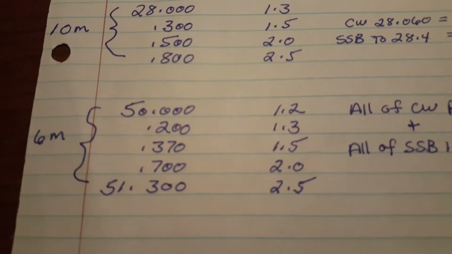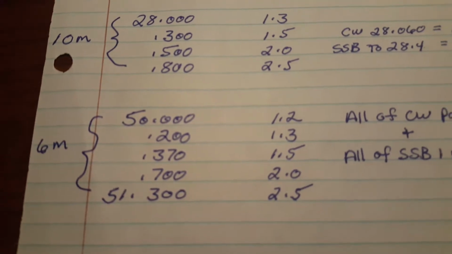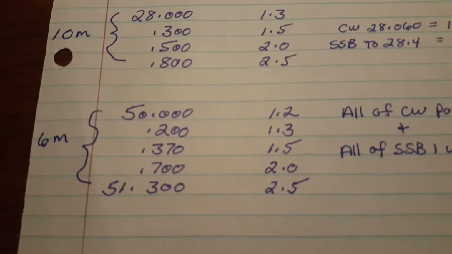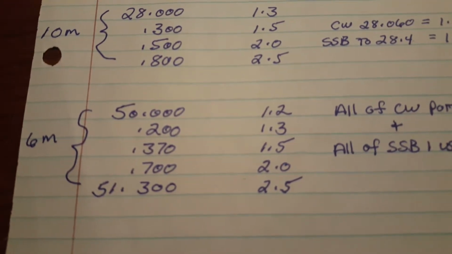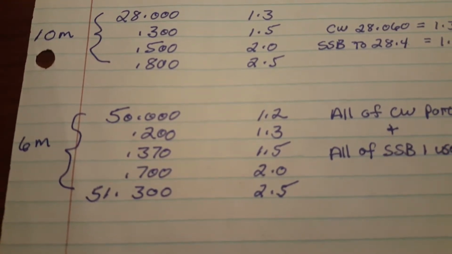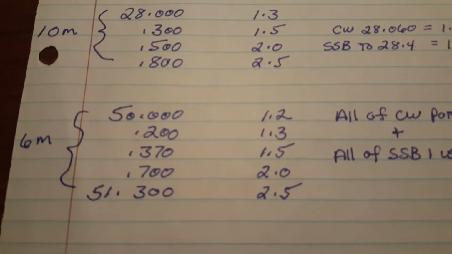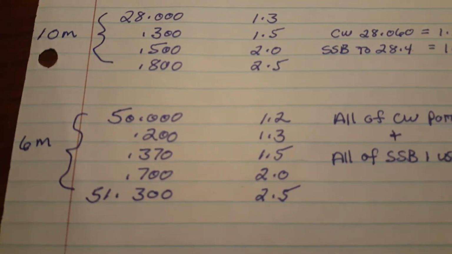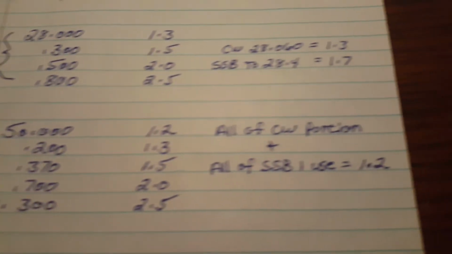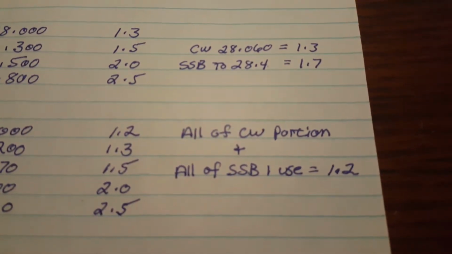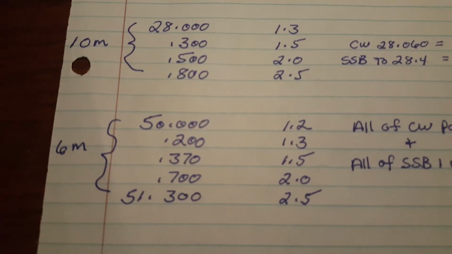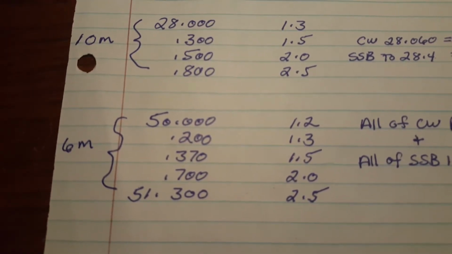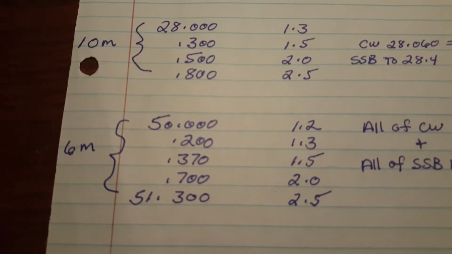On 6 meters, I generally only operate on 50.090 or 50.010 or 50.125. So on all of those frequencies, I've got an SWR of about 1.2 to 1. And the 2.5 to 1 SWR bandwidth on 6 meters is about 1.3 megahertz.